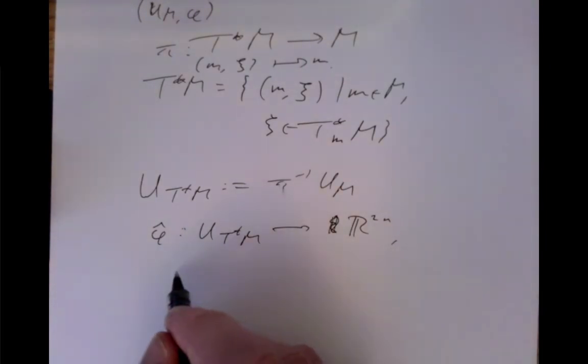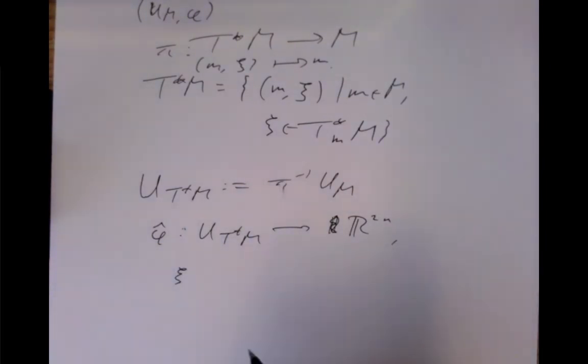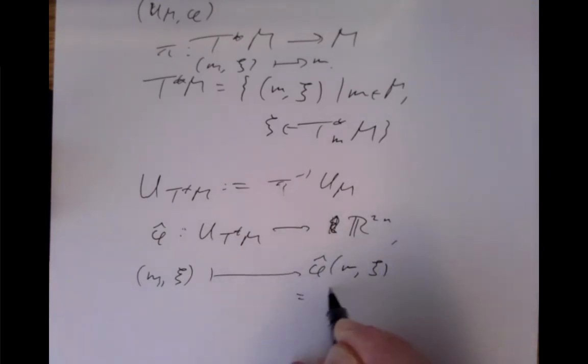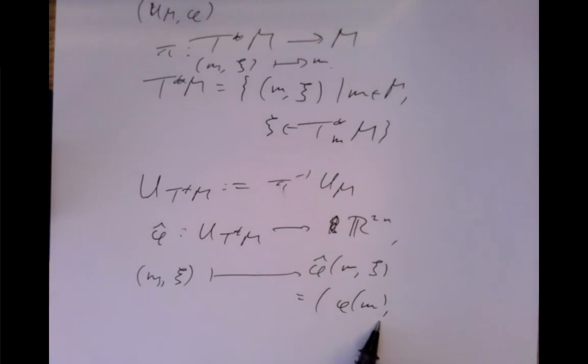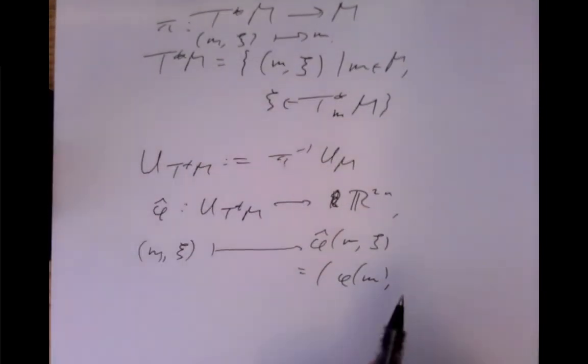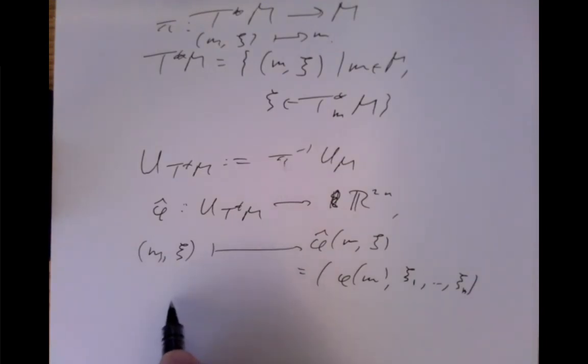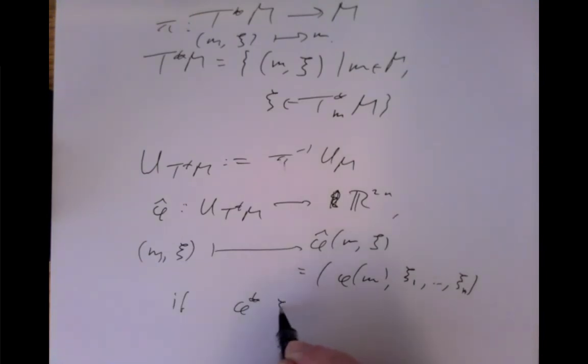So if we have this point (m, c), we want to map it to phi hat of (m, c). Obviously, the underlying point has to be the point given by the chart. And then the question is how to construct some numbers out of this c that will be its entries in this chart. If phi star of sum xi_i dx_i equals sum xi_i dx_i, where x is supposed to be phi of m, are our coordinates.